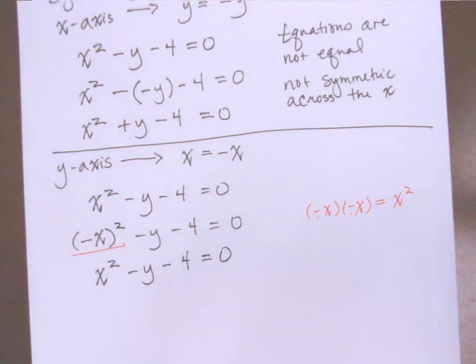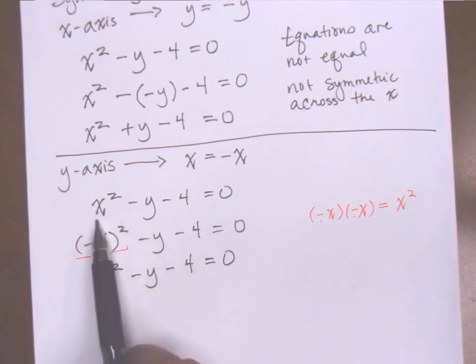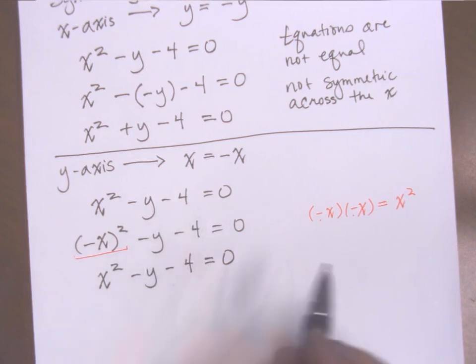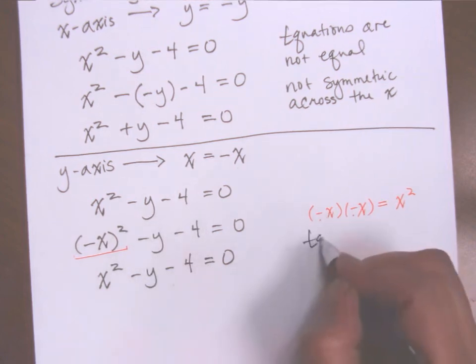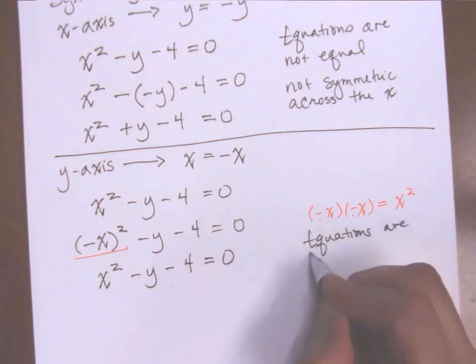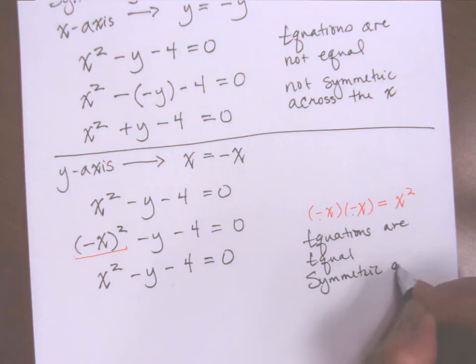So I'm done with my simplifying. I'm not solving for anything else. I just need to compare my equations. I have x squared minus y minus 4, and I started off with x squared minus y minus 4. So my equations are equal. They're the same. So we say this is symmetric across the y-axis.